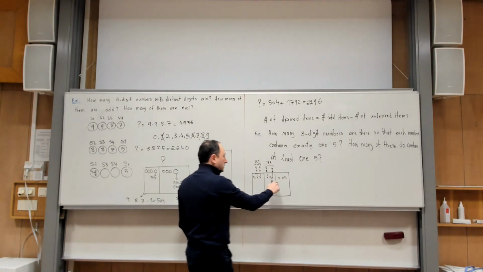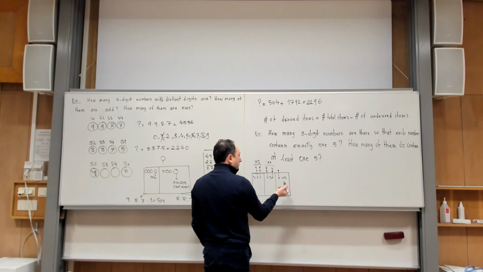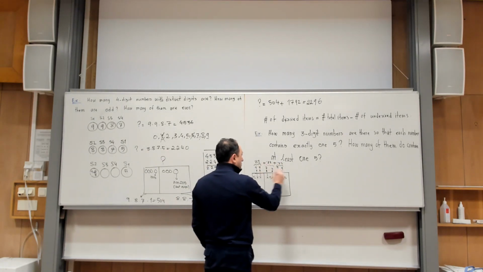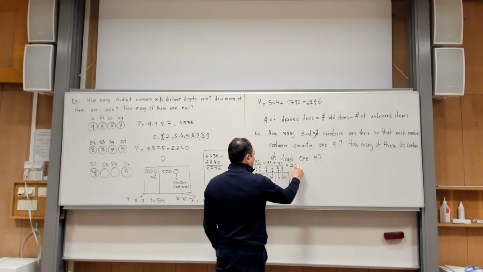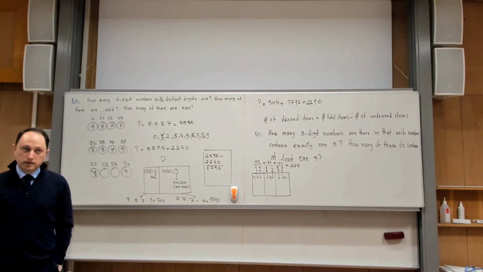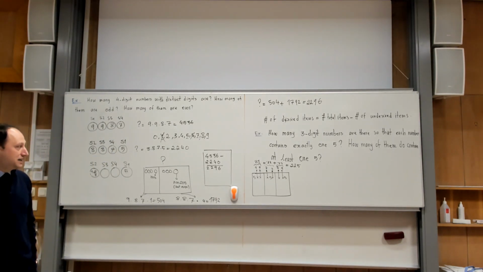And I go here. How many options are available for this one? For the same reason 8, and for the same reason 9. And then I multiply them, it becomes 72. And then I have to add them. So what do I get? 225. So there are 225 3-digit numbers, each containing exactly one 5.